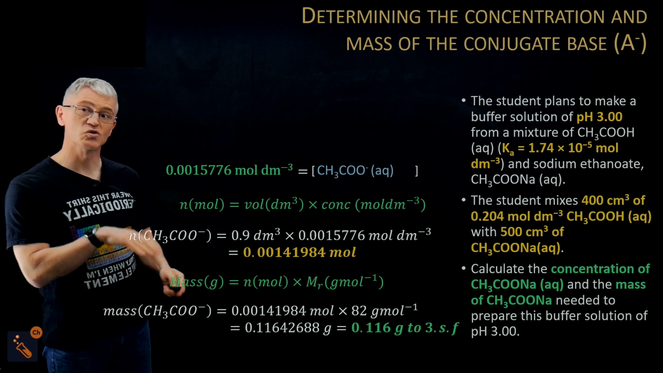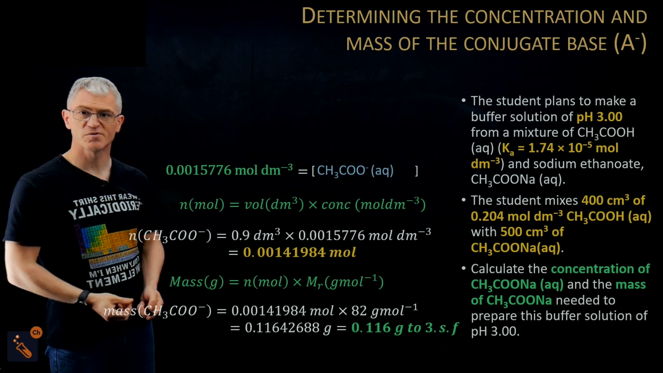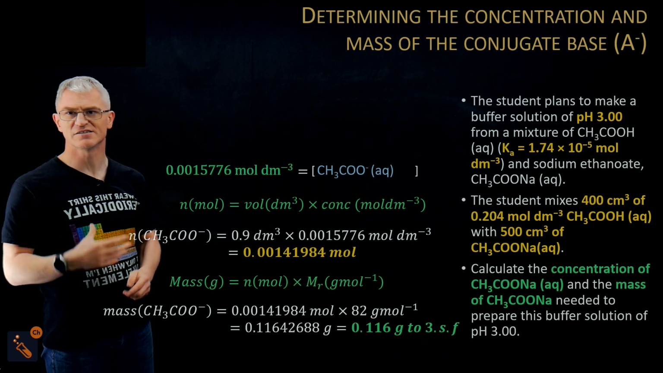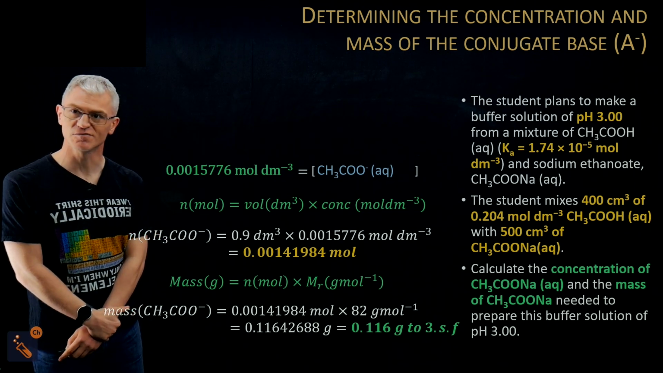In the next video, we'll talk about how you can just look at the pKa of a group of acids and say which one is the best acid to make my buffer of a certain pH. And that'll be the last question we do for buffers.